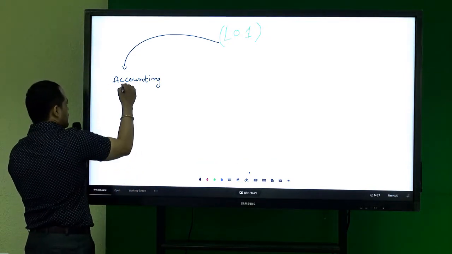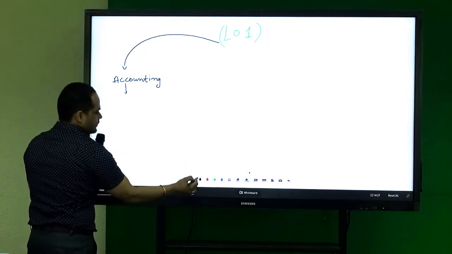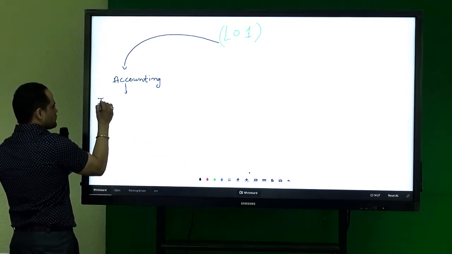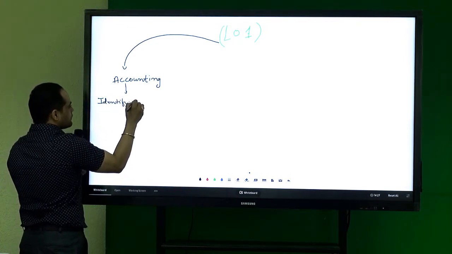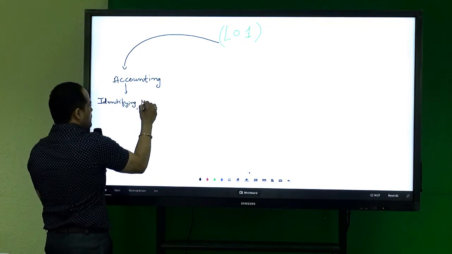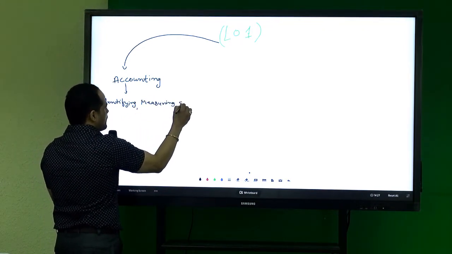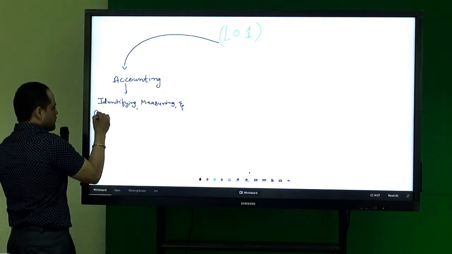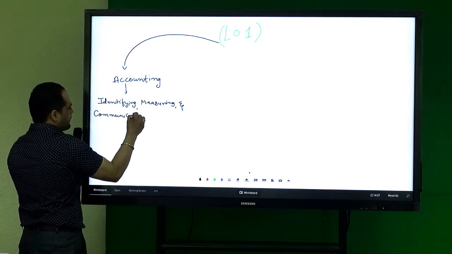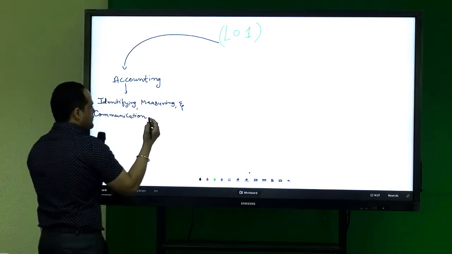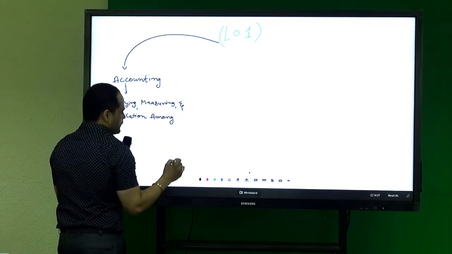So accounting is identifying, measuring, and communicating among users.